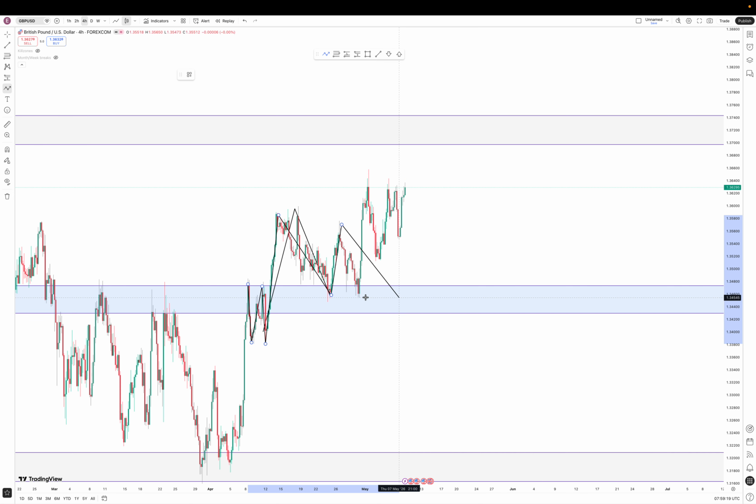I wanted to take a trade from there, but I missed the entry. So I missed this first buy. That gave us a clean break of structure.